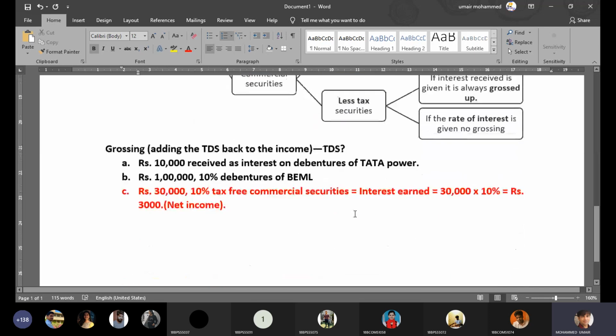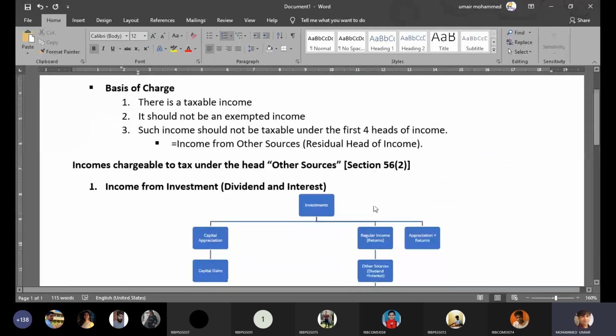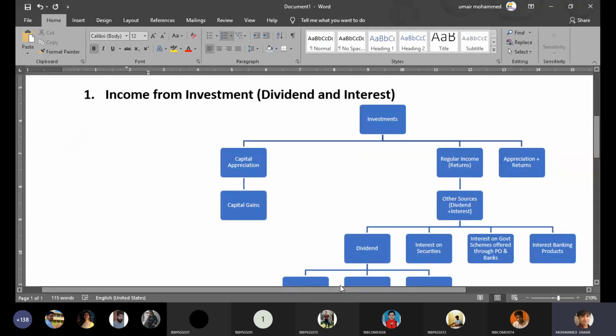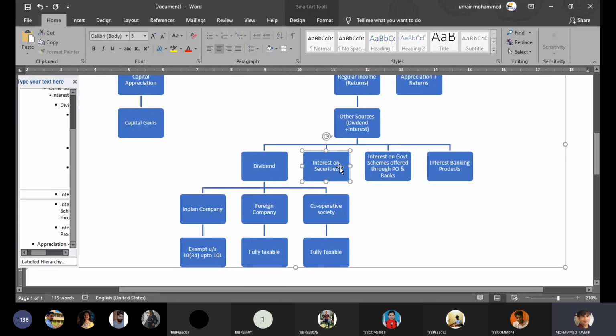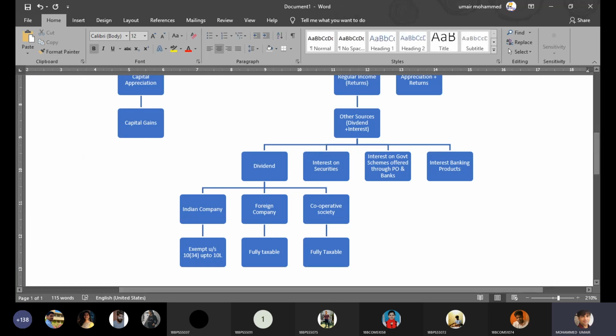So we will do numerical illustrations on two concepts. One is dividend and the next is interest on securities in the next class, right? So let's conclude today's class.